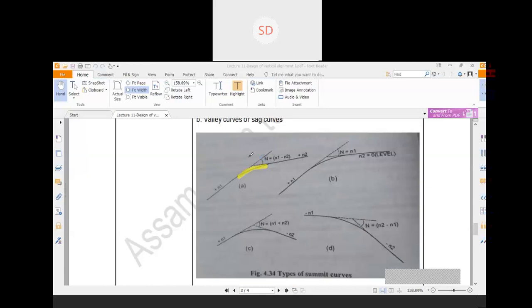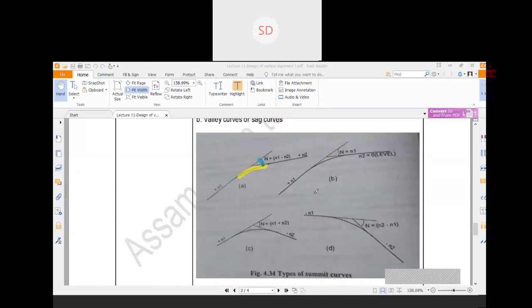Now you will denote the deviation angle. Deviation angle means the angle subtracted by the two gradients. So that gradient is n and it is denoted as the deviation angle. Deviation angle is basically the difference between two gradients. So here it was positive n1 and here it was positive n2. So your deviation angle is n1 minus n2, like that.